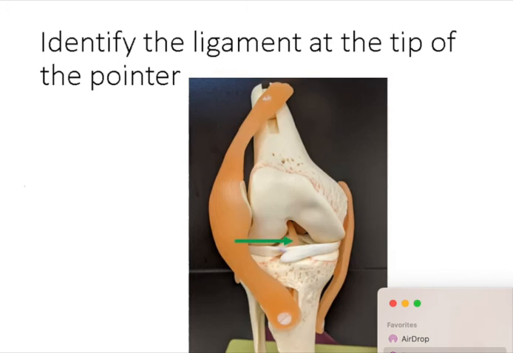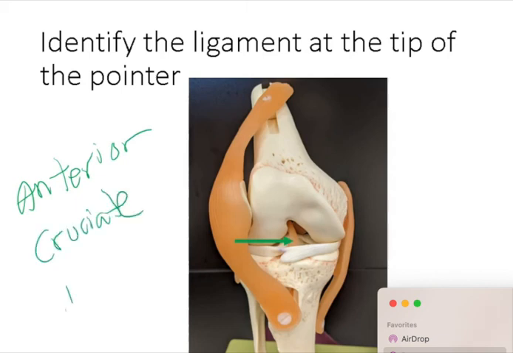So this is the front of the knee, so this would be the anterior cruciate ligament. Okay, so anterior cruciate ligament. So when people say they tore their ACL, this is what they're talking about.